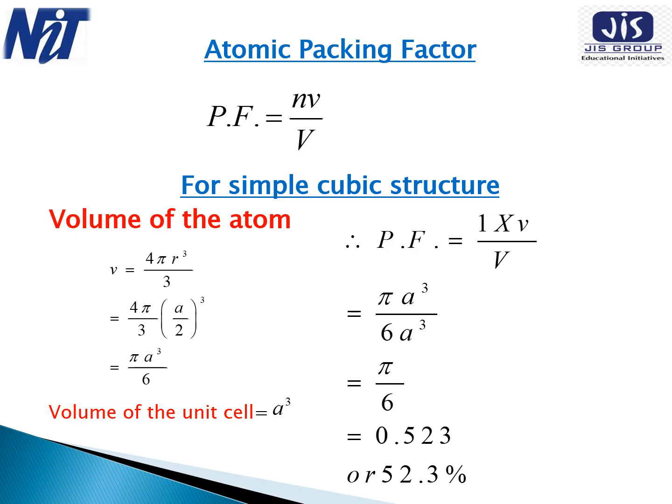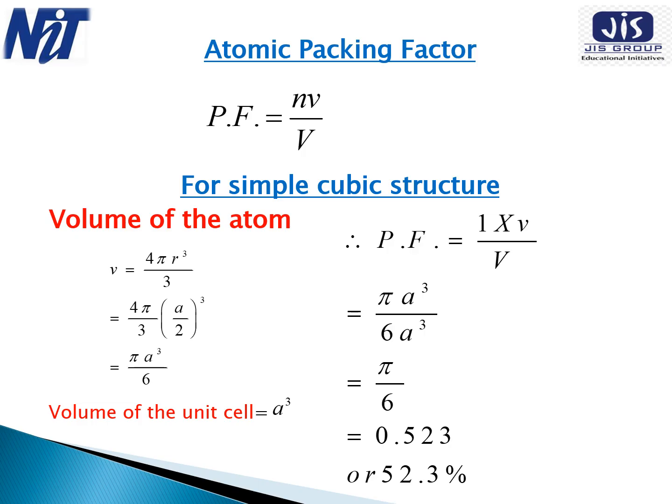So the volume of the atom of radius r is equal to 4 by 3 pi r cube, because we have considered the atom as spherical. So volume of the sphere is 4 by 3 pi r cube. Here r, we have just got as a by 2. So we will put the value of r as a by 2. We will get the volume of the atom as pi a cube by 6.